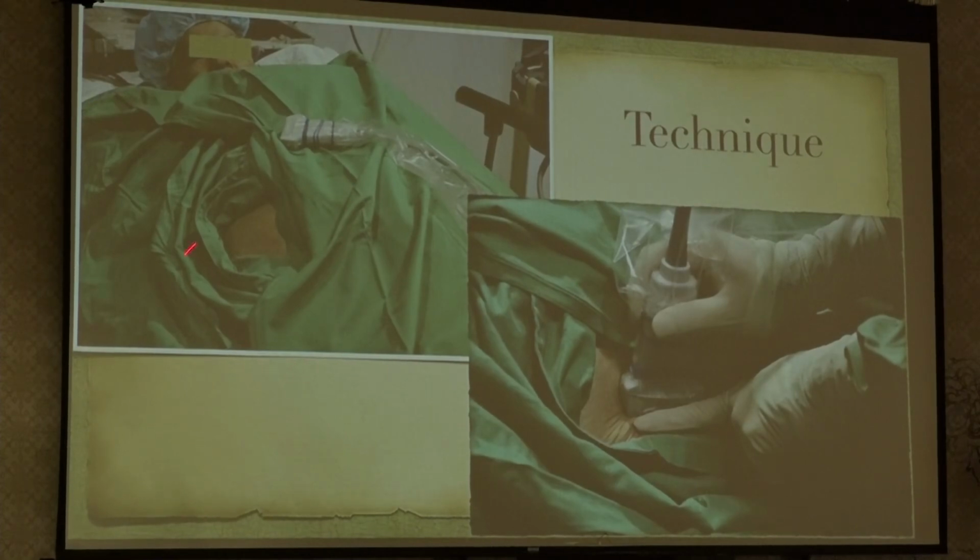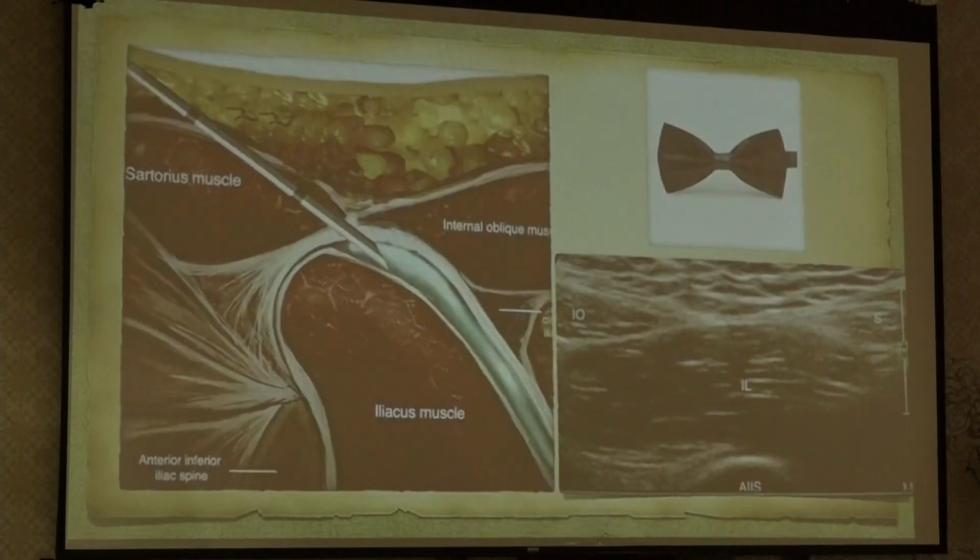What you aim for, this is the area of the ASIS, okay? You put one finger breadth away from the ASIS and use your linear transducer to scan. What you aim to see is this one, right? You will see the sartorius muscle, then the internal oblique muscle, and then this is the fascia iliaca. So your aim is to deploy your local anesthetic around here in the suprainguinal approach.